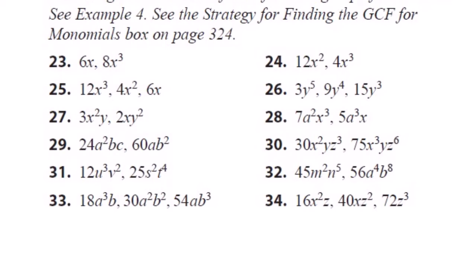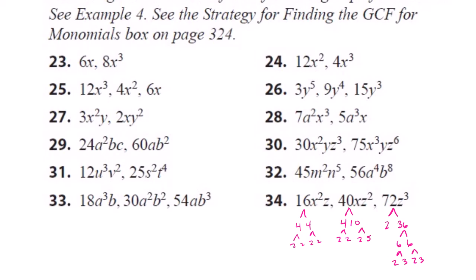All right, so let's take a look at 34. So 34, we have 3 terms, or 3 monomials here. And so I'm going to deal with the numbers first. So 16 is 4 times 4. Each 4 is a pair of 2. So 40 is 4 times 10, right? 4 is 2 times 2. 10 is 2 times 5. And 72 is 2 times 36. 36 is 6 times 6. 2 times 3. 2 times 3.